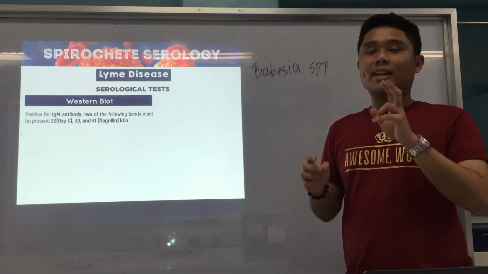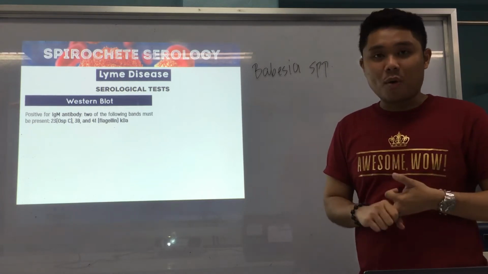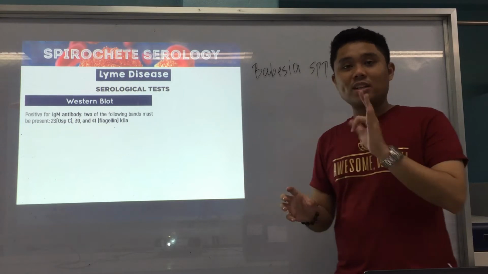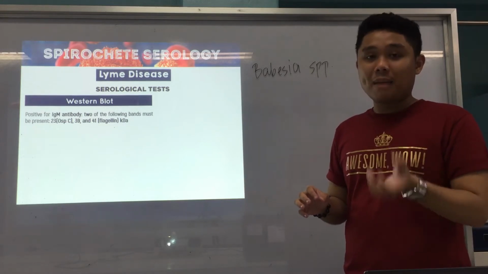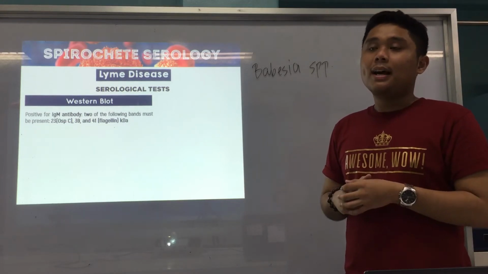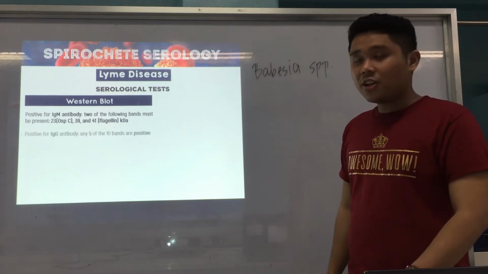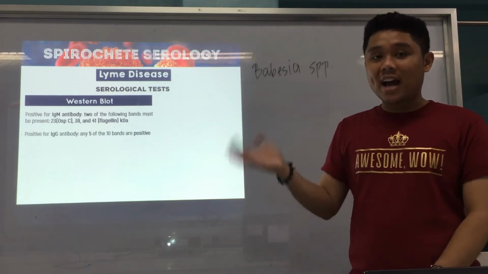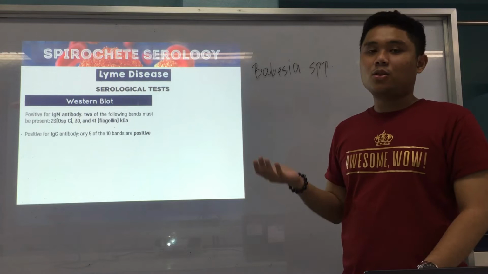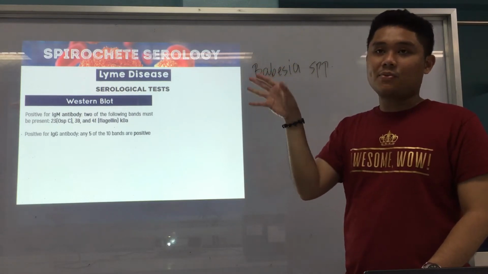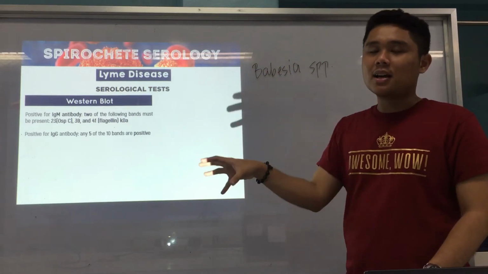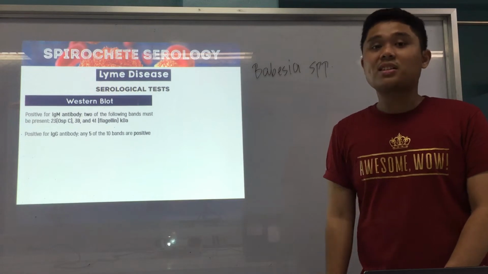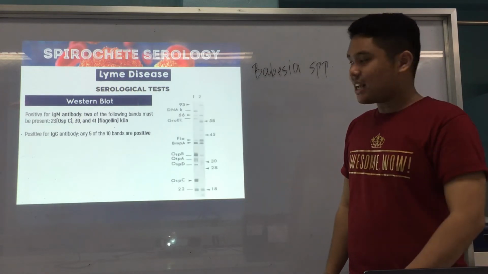So 2 of the 3 bands, 23, 39, and 41. If any 2 are positive, then it's considered positive for IgM. Now for IgG, it's positive if any 5 of the 10 proteins are positive. So any 5 out of 10 proteins present in the bands, then that's considered positive for IgG. So here's an example of a result.